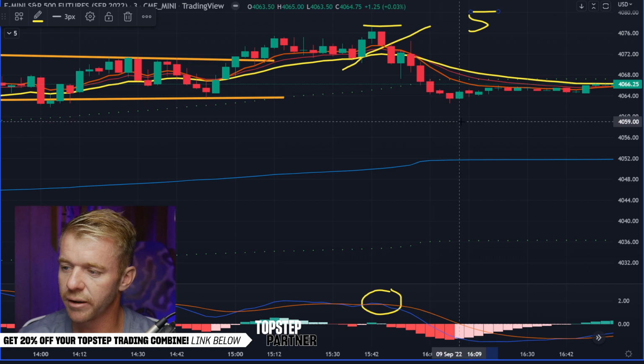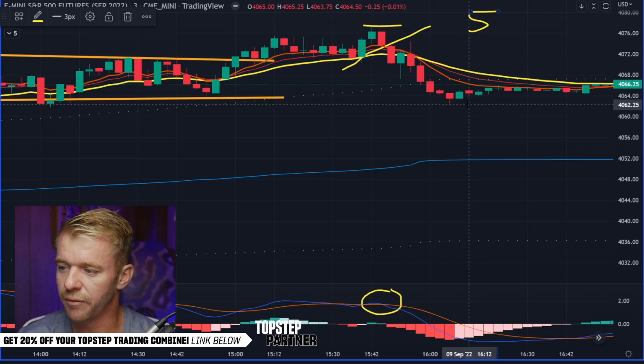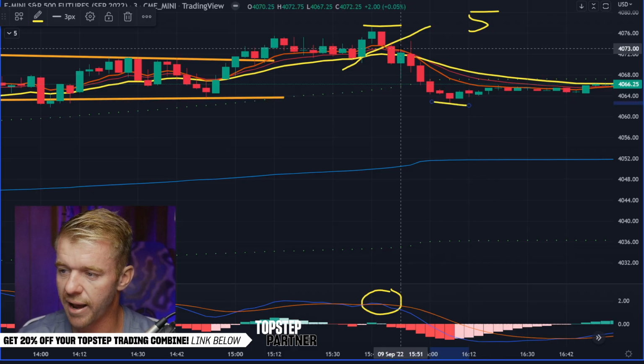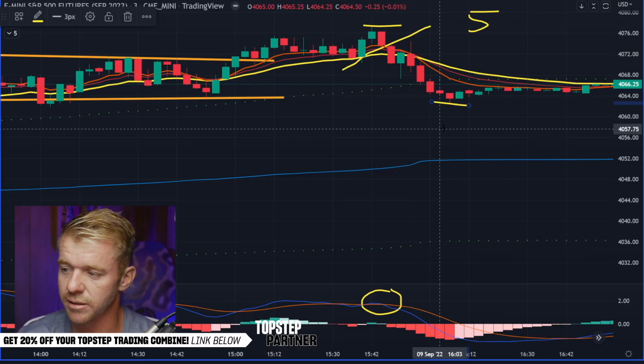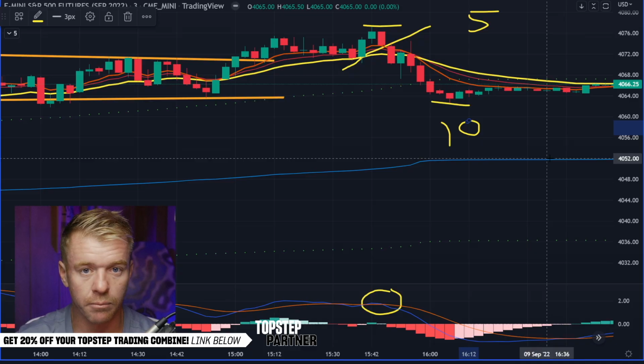Where's my profit target? Again, we're looking for 10 handles. Do we get 10 handles to the downside? The move to the downside here was 62 on that move down. So from the 72s to the 62s, that's your 10 handle move. Number one, I want to focus on my stop loss, placing my stop, and then also making sure that I'm maximizing my profits. We talked about this before.